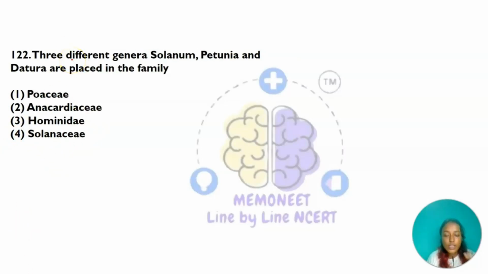There are 3 different genera, which is Solanum, Petunia, and Datura. They are placed in which of the following families? So Poaceae is for wheat, Anacardiaceae is for mango, which is Mangifera indica, and Hominidae is not from Plantae, and the only option which is left is Solanaceae. We can just check it with Solanum. Solanum belongs to the family Solanaceae, and Petunia and Datura are also from the same family, which is Solanaceae. So the correct answer is Solanaceae.